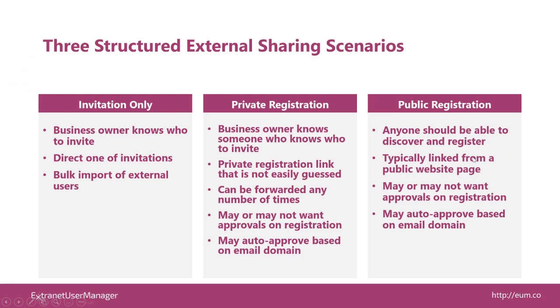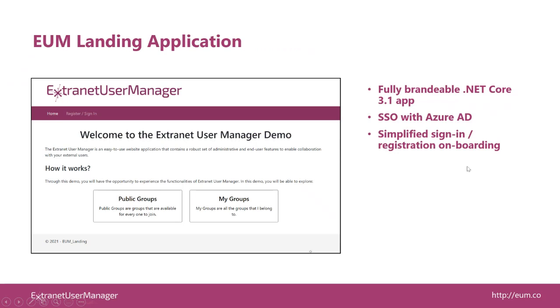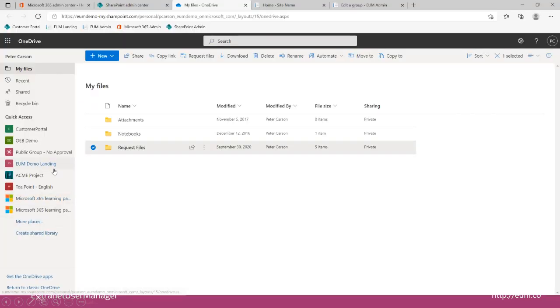And then the last scenario, public registration, to say anybody can discover this. We can have a link off our public website that goes into this. And again, you may or may not want approvals on that. You may want auto approval based on email domains, so you can bake in different rules through there. And where we expose this is in our landing application. So let me go over and show you what that looks like here.